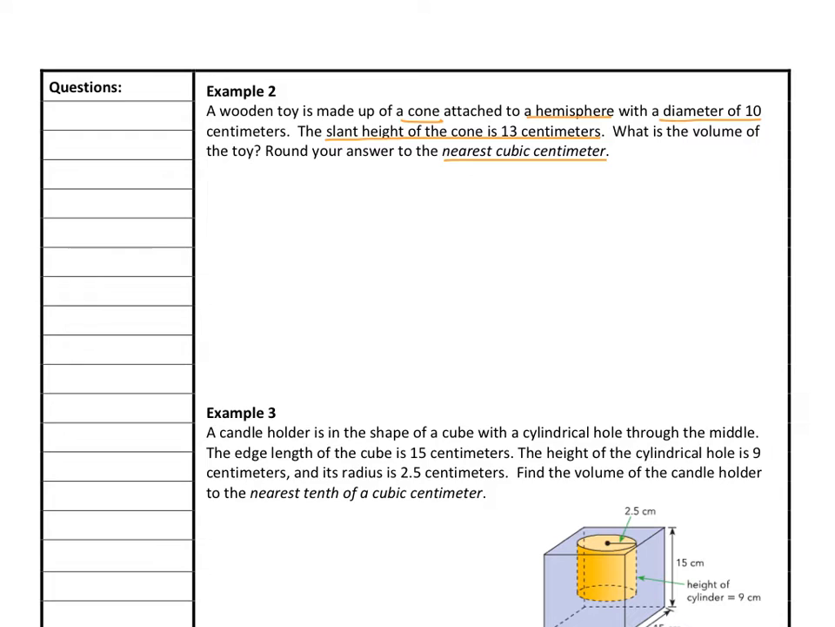So I'm going to start by drawing a picture since it didn't give one to me. So we have a cone. Looks like that. And we have a hemisphere. All right, now hemisphere is just half of a sphere. Okay, so I'm going to attach a rounded shape to the top of that.